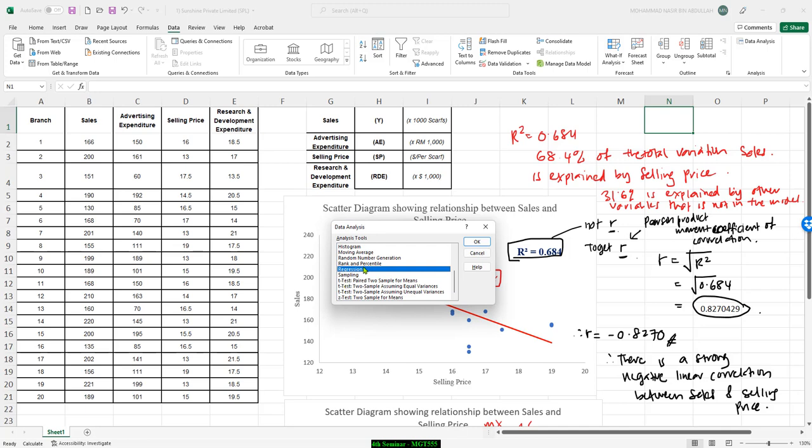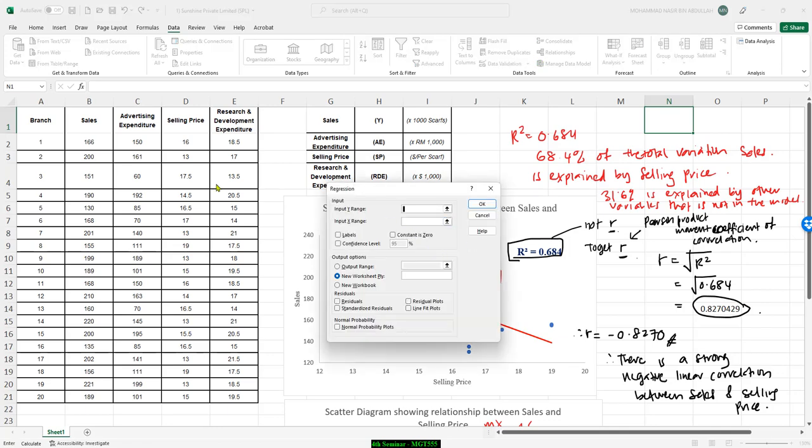Nampak doktor? Right, good. And then click OK. Once you cari regression, click OK. Now, kita nampak dekat sini dia ada 2 section: input and output. Ada 2 section, input and output option.